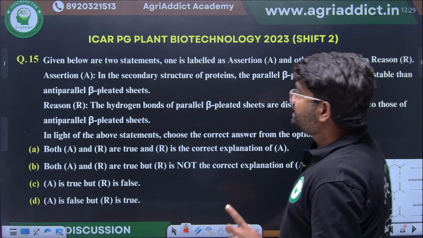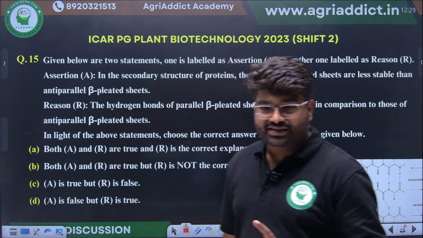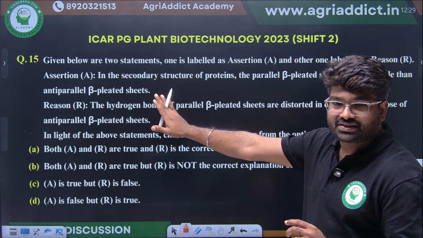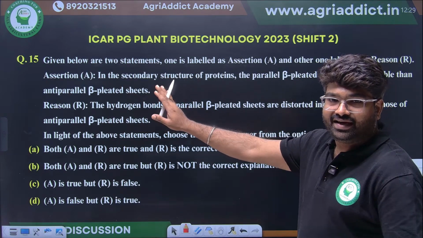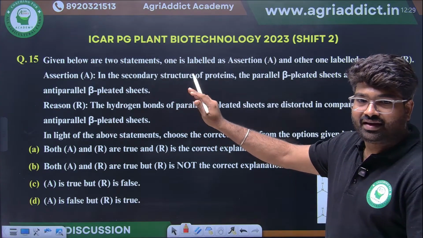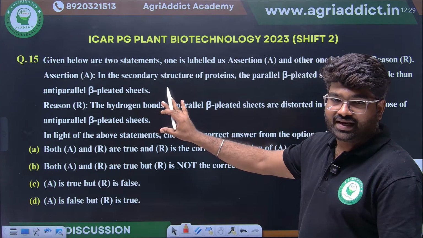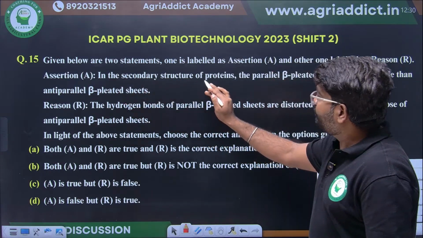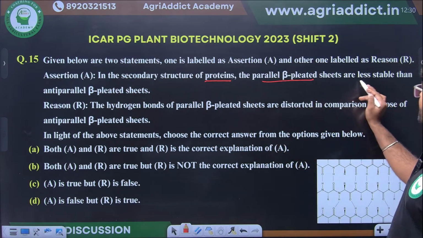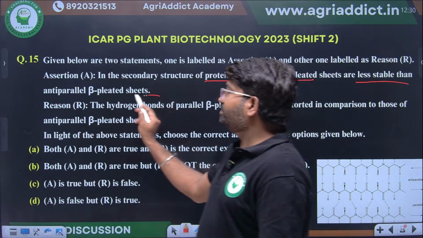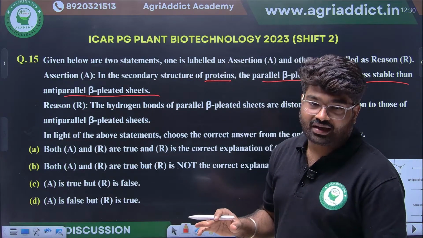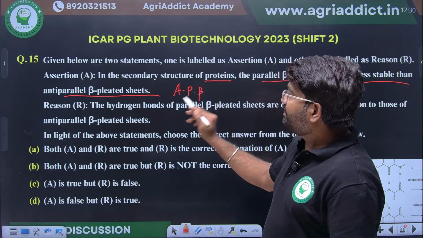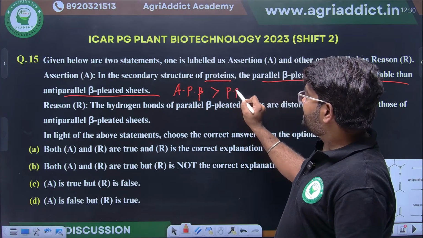Now we are going to see the basic things only. They have focused much on the basic things. See here, they are asking about the secondary structure of protein. They have given antiparallel and parallel beta sheets. The statement that parallel beta sheets are less stable than antiparallel beta sheets is wrong. Correct: antiparallel beta sheets are more stable than parallel beta sheets.